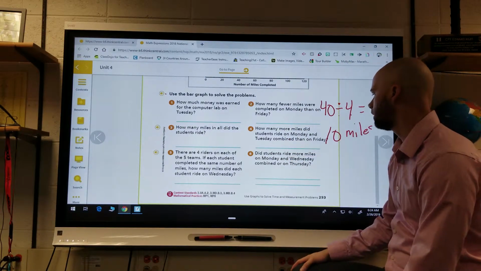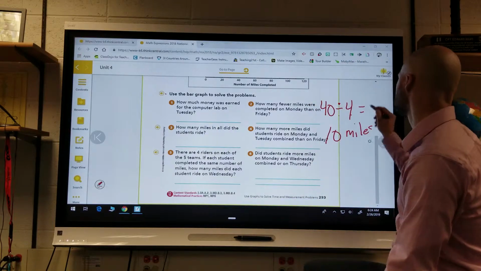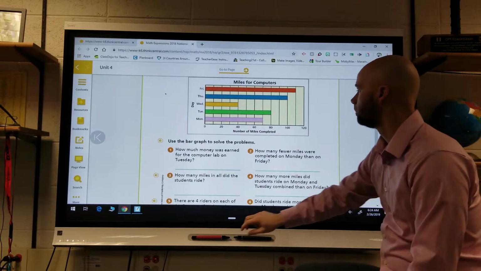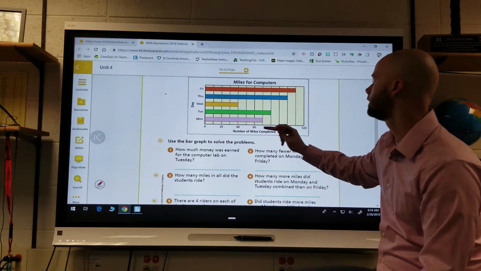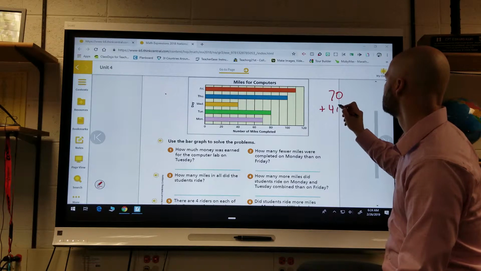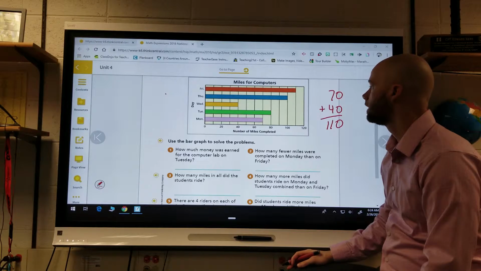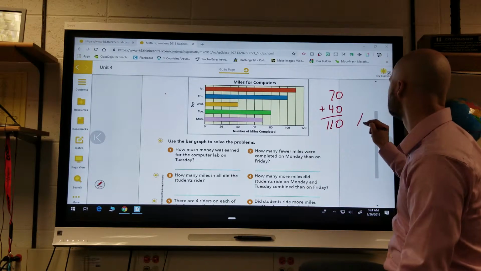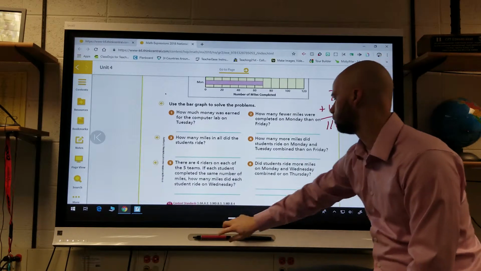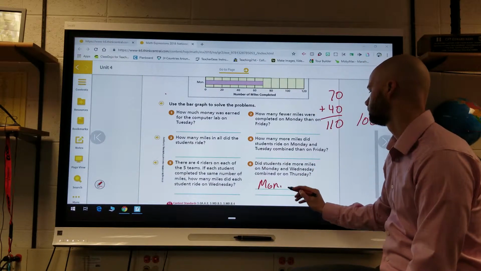And then, did students ride more miles on Monday and Wednesday combined, or on Thursday? So Monday and Wednesday or Thursday. So we go back up. Monday and Wednesday is 70 plus 40 is 110. And then Thursday is 100. Okay? So Monday and Wednesday would be the correct answer for number 6. Okay? And they rode 10 more miles.